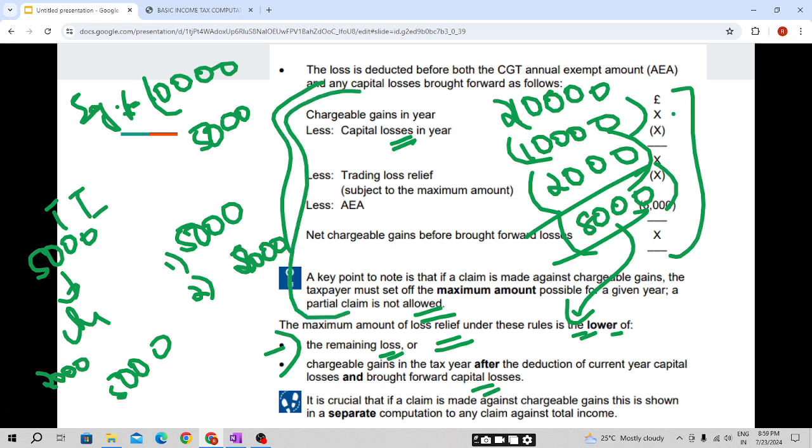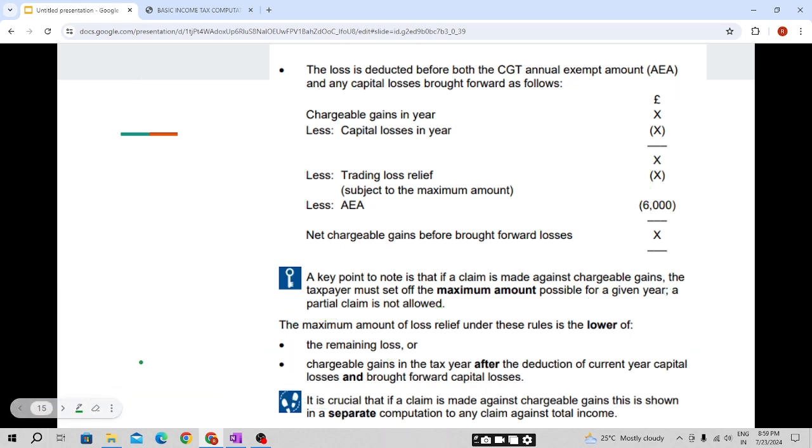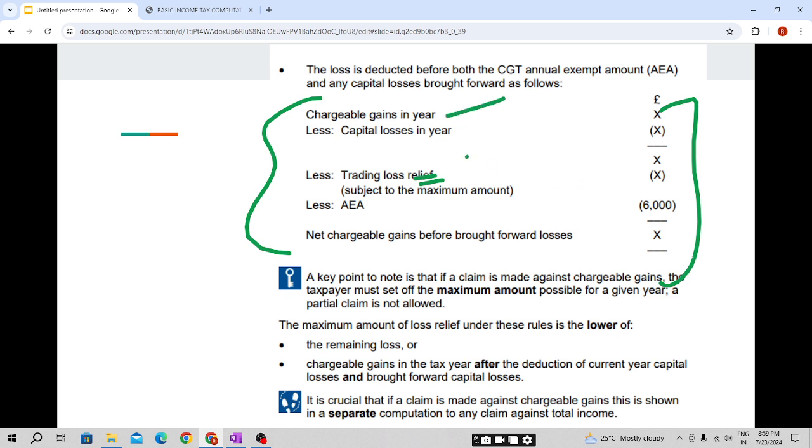This is why we are calculating, students, this maximum amount, to find the capital gains which is left over to deduct for the trading loss. And when coming to the CGT format, how will this trading loss be reduced? First, chargeable gains, less capital losses, less trading loss relief, less AEA, we will arrive at the net chargeable gains before brought forward losses. This is before brought forward losses. I hope this is clear, students. This part is clear. We are calculating the amount.